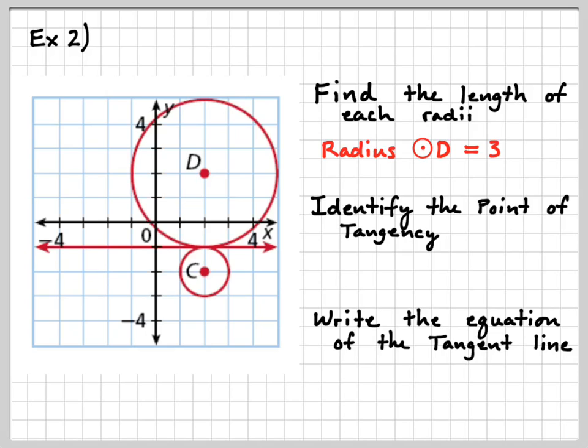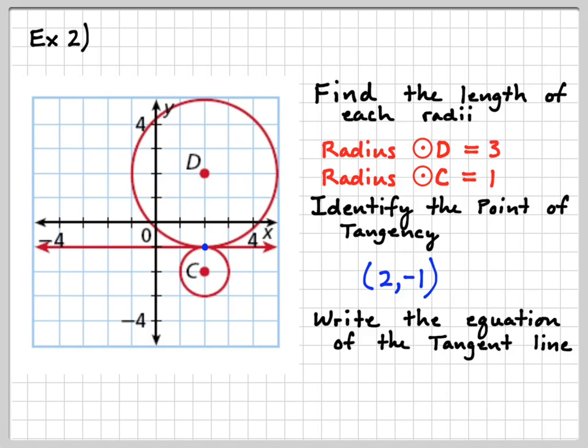And then down below you can see that circle C here, 1 in all directions. So the radius of circle C is equal to 1 unit. All right, identify the point of tangency. I'm going to go ahead and make a dot, a blue dot, where these two circles intersect. And then I have to identify that dot as the coordinate point positive 2, comma, negative 1.